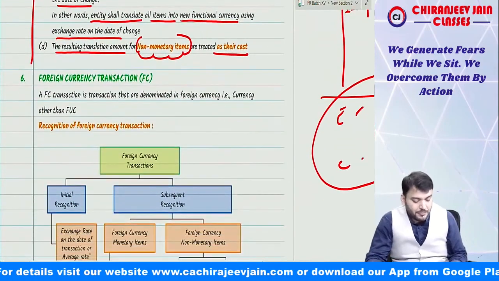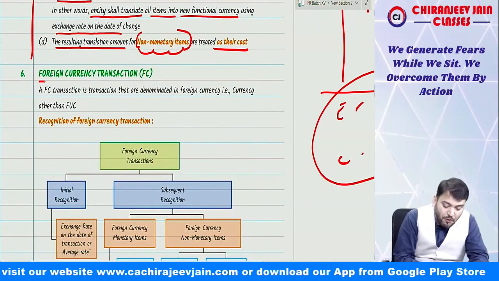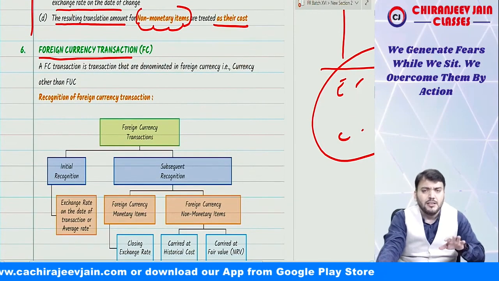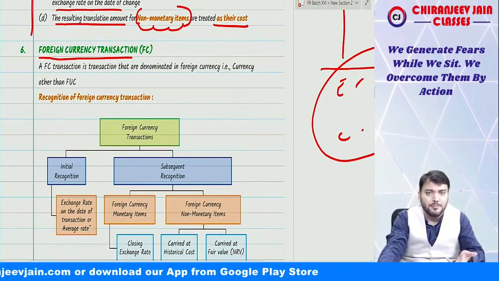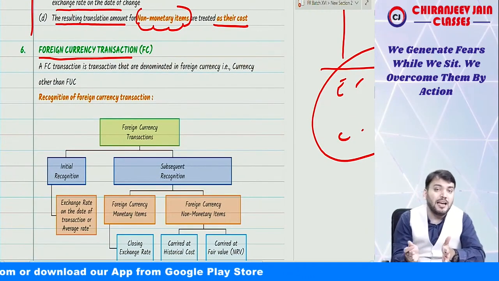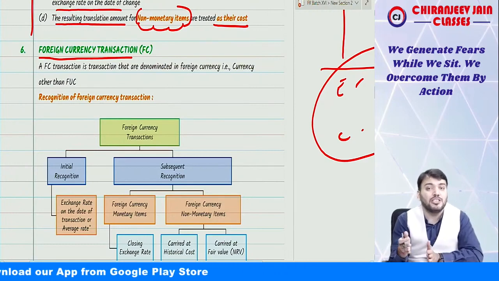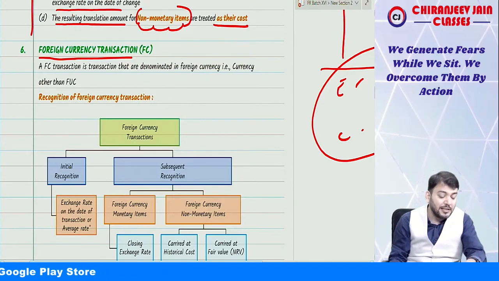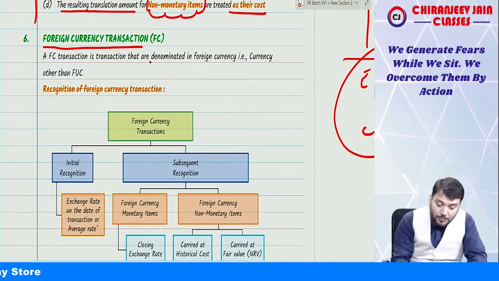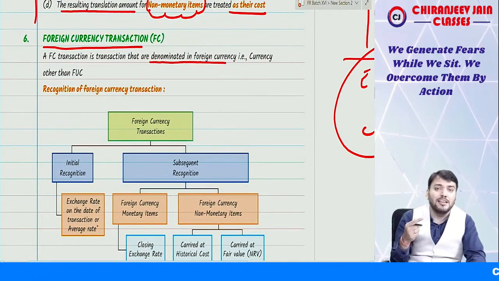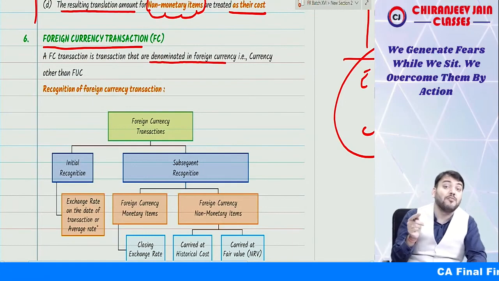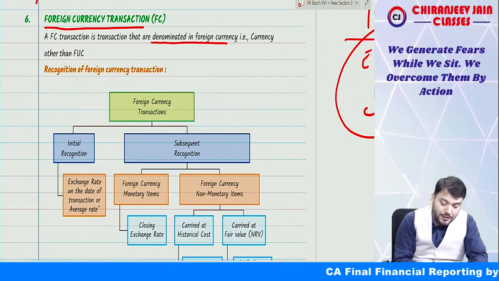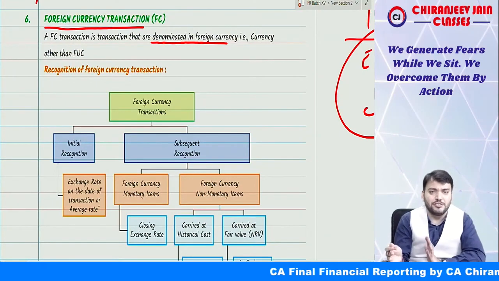Now, coming to the next point, foreign currency transaction. This is very important from the examination point of view. What will be the initial recognition and subsequent recognition of a foreign currency transaction? So what is a foreign currency transaction? Any transaction which is denominated in foreign currency. Foreign currency means any currency other than functional currency.